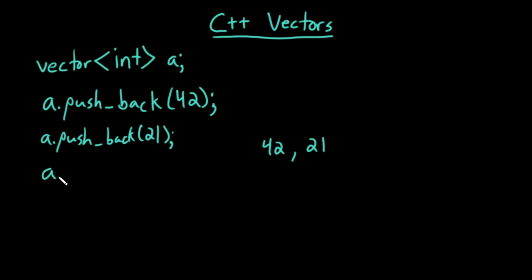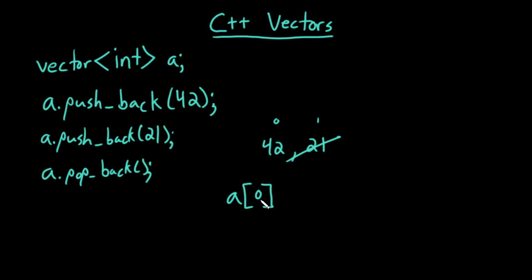I can remove elements from the end using pop_back, which will then remove the last element from my vector. So now it only has one element, 42. Just like Java arrays, I can access the element at a specific index using square brackets. So if I want to access 42, which is at index 0, 1 no longer exists, but 0, I could do a square bracket 0, and this will access the first element.